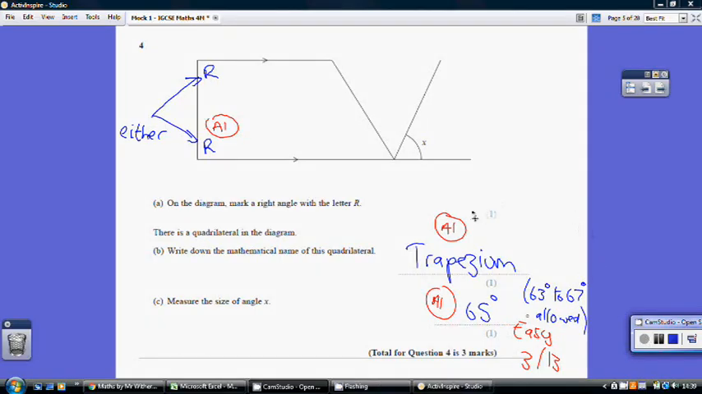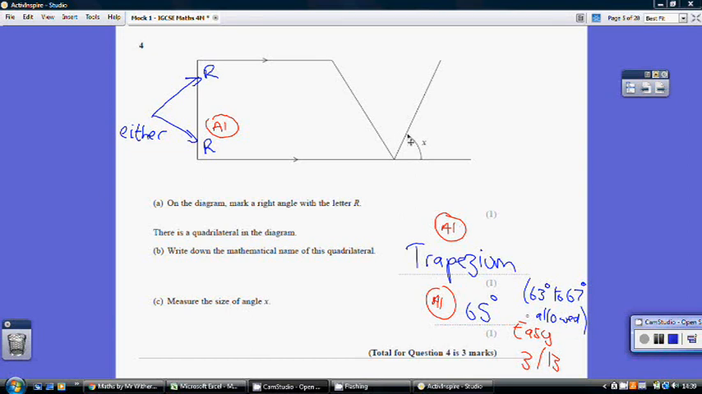Question 4. On the diagram, mark a right angle with the letter R. Well, the right angles are the 90-degree angles, so we've got 2 we can choose from, either here or here. Write down the mathematical name of this quadrilateral. Well, this 4-sided shape, where you've got 2 sides being parallel, but 2 sides not being parallel, that's called a trapezium.